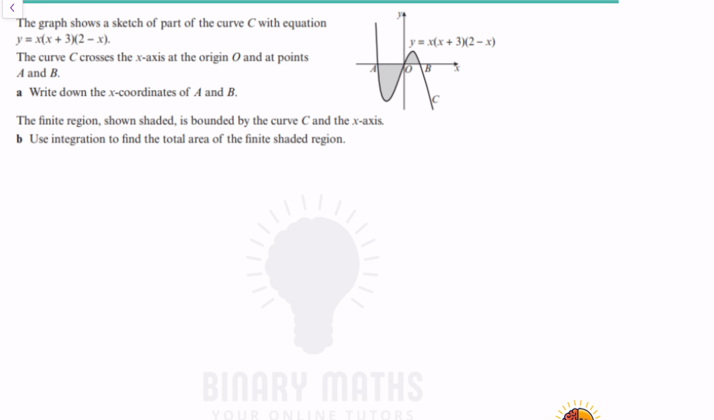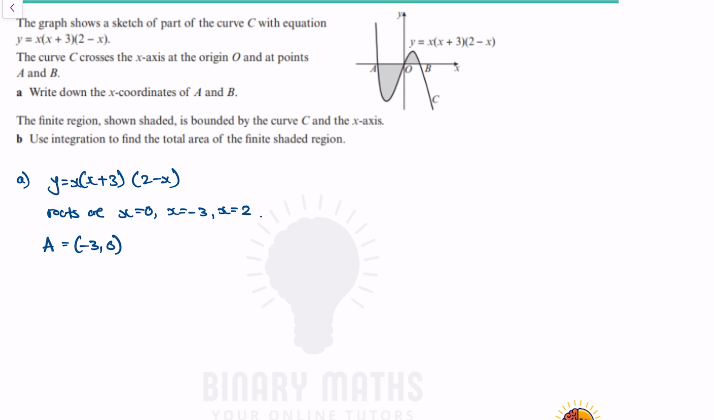Because we know y is equal to x times x plus 3 times 2 minus x, that means the roots are x equals 0, x equals negative 3, and x equals 2. Because A is in the negative x section, A must be equal to negative 3, 0, and B must be equal to 2, 0. So the x-coordinate of A is minus 3 and the x-coordinate of B is 2.